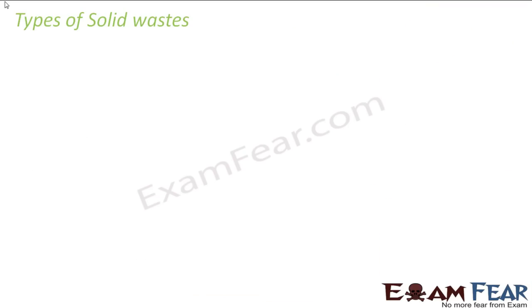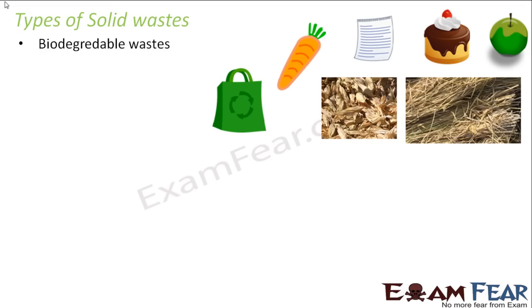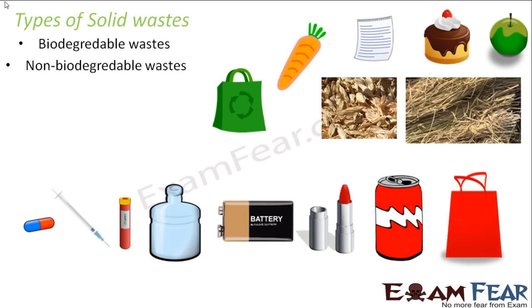In order to understand that, let us see what the types of solid wastes are. Now broadly, solid wastes can be classified into two categories. What are they? One is biodegradable wastes and the other one is non-biodegradable wastes. So these are the two categories of solid wastes.